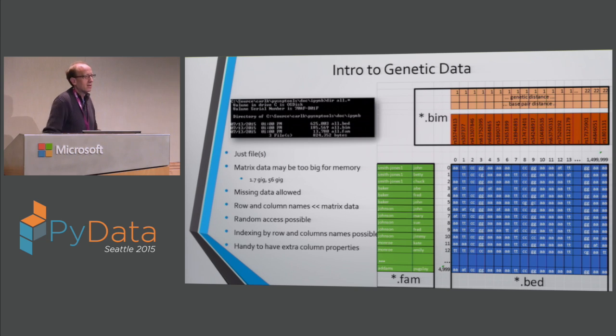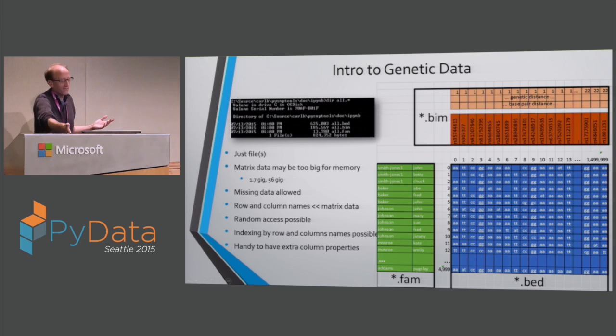The matrix data may be too big for a computer's memory. So when we just have these 4 letters plus missing, then we only have 4 values, and this file format compresses that to 2 bits. Even at 2 bits, 1.5 million DNA locations by 5,000 people is almost 2 gig. And if we expand this out to be a real number, which we need to do for a lot of our learning and analysis, that becomes 8 bits, a full floating point number, and this will become 56 gig.